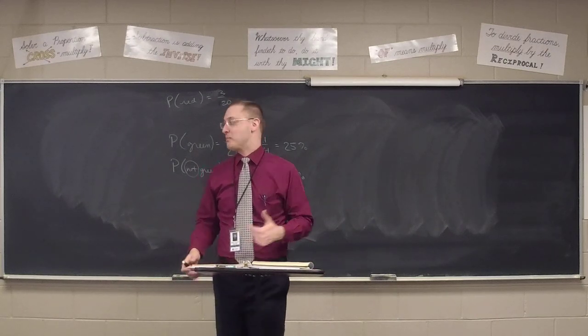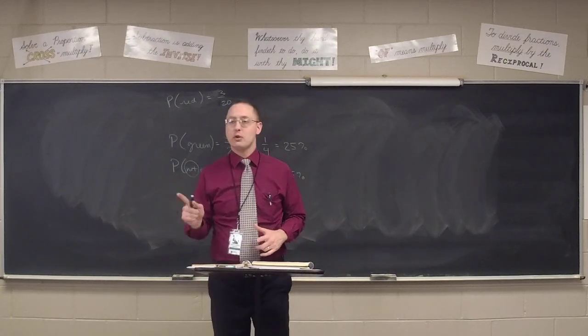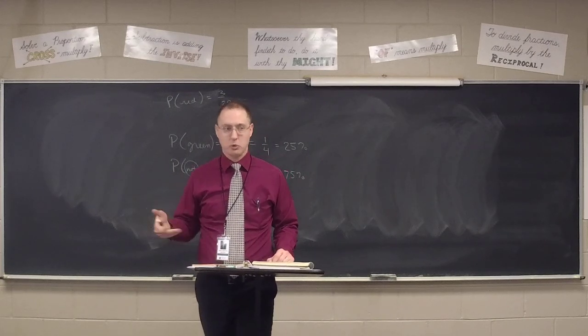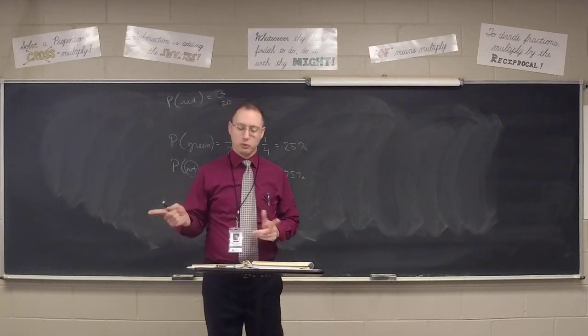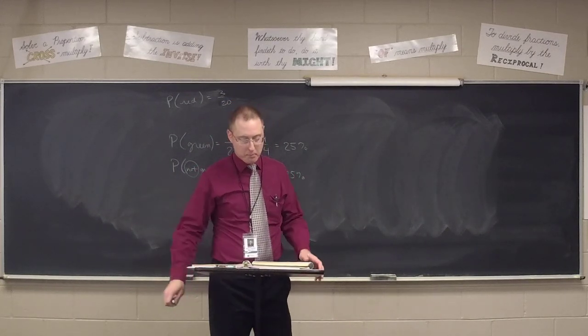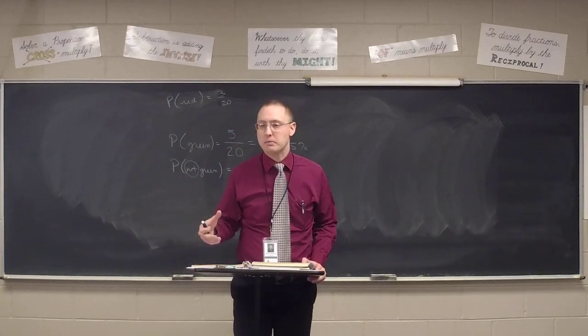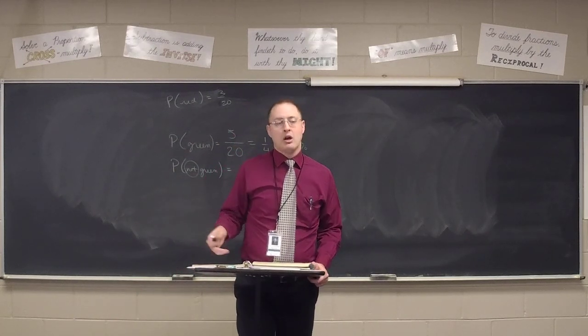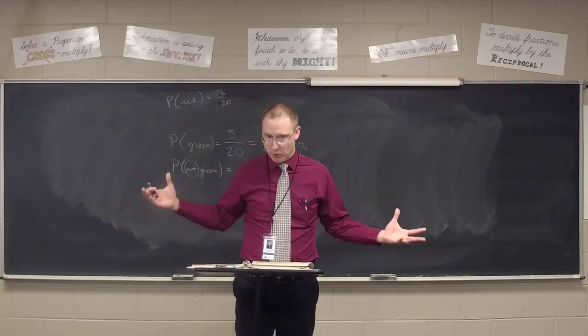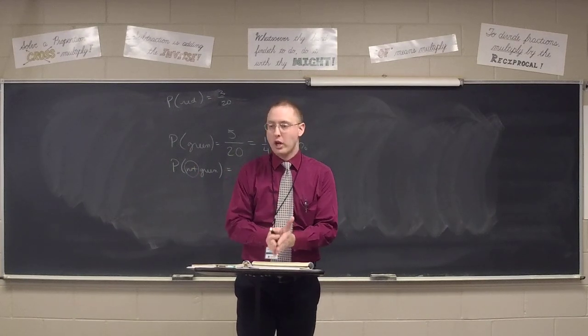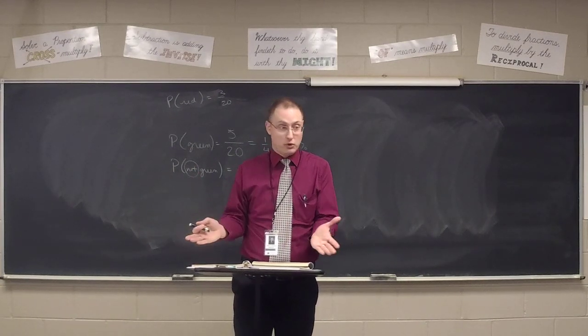1 to 4, right? Same as the green. Now, if you were to add all of those together, you know what you'd get? 20 to 20. So a rule of probability, you see, is that the probability of all outcomes must add up to 1. All the possible outcomes have to add up to 1, meaning 100% chance that one of those has got to happen.